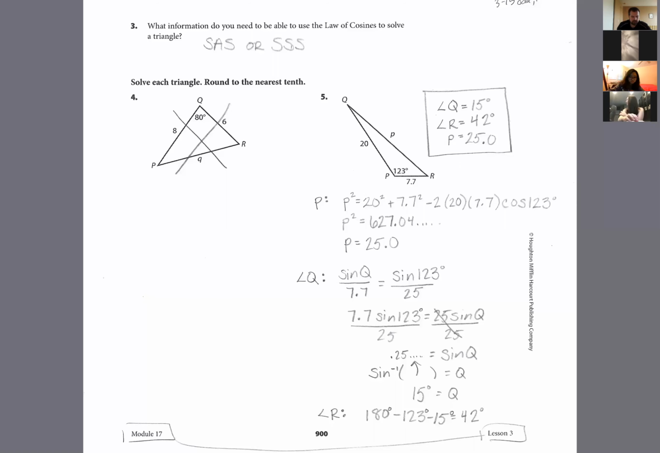Okay, so we're going to the next page. So here is 7 through 9 you can check.